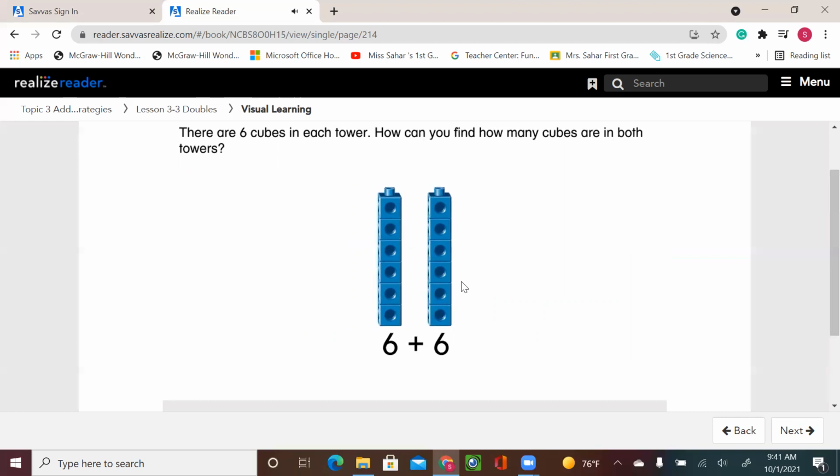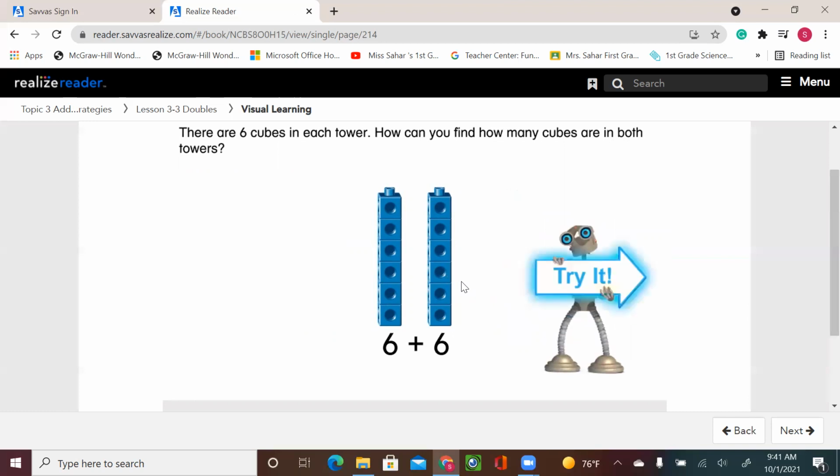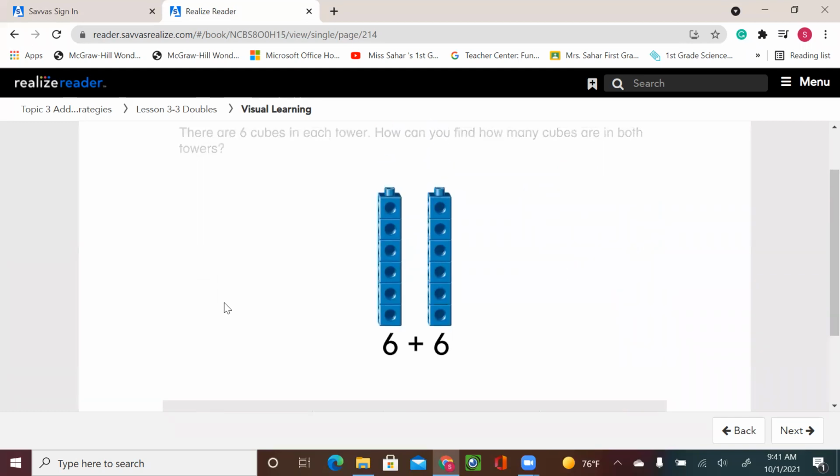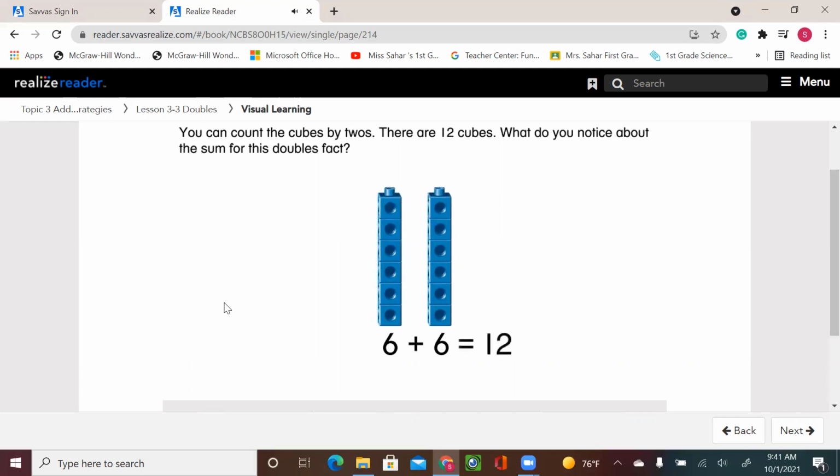How can you find how many cubes are in both towers? You look and you see that each cube in each tower has a partner. So this is 2, 4, 6, 8, 10, 12. That's one way. You can count the cubes by 2s. There are 12 cubes. What do you notice about the sum for this doubles fact? It is twice, or double, the number for each addend.